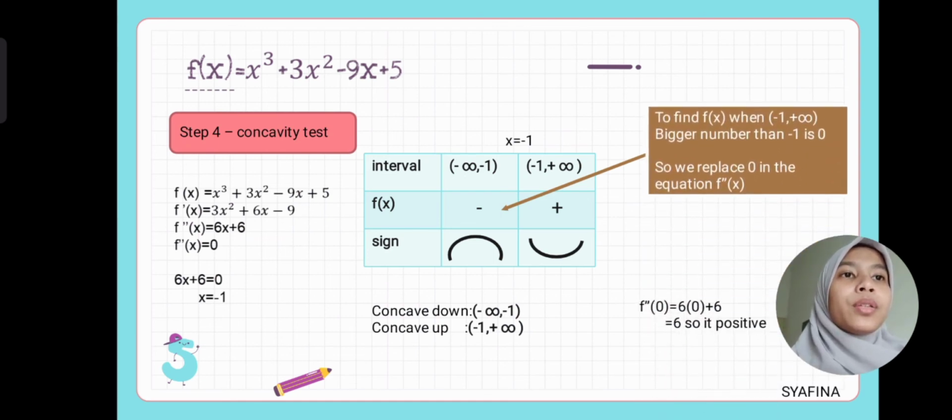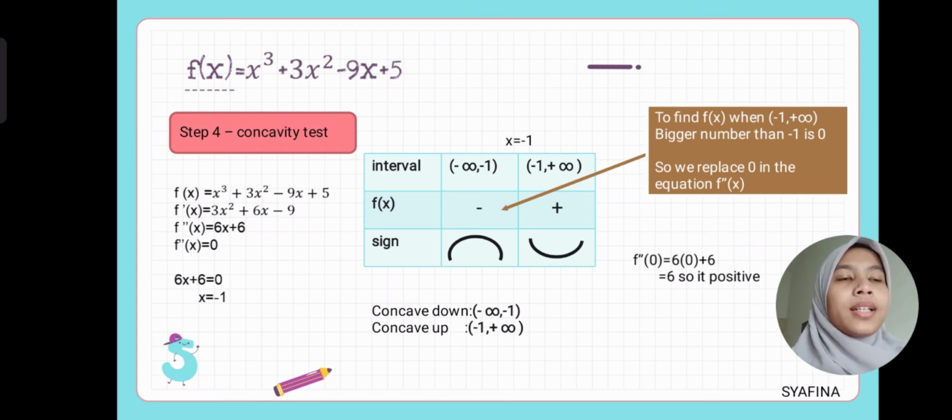Okay, now we want to find the sign of f''(x) when the interval is -1 to positive infinity. We need to find a number bigger than -1, which is 0. So we replace x with 0 in the second derivative and we get the answer 6. So it's positive, f''(x) is positive. The sign is concave up. So we got concave down on negative infinity to -1, and concave up on -1 to positive infinity.